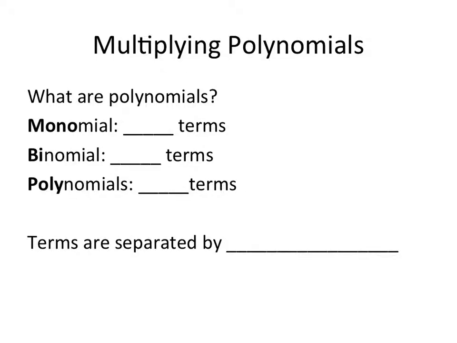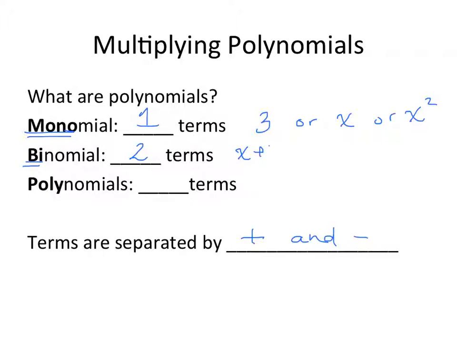What are polynomials? Polynomials are expressions that are separated by plus and minus signs. So if we had a monomial, which just means one term, it may look something like this. Maybe we might have a 3, or maybe x, or even x squared. A binomial, on the other hand, bi means 2, has 2 terms. And so we might have something that looks like x plus 3, or maybe even x squared plus x.